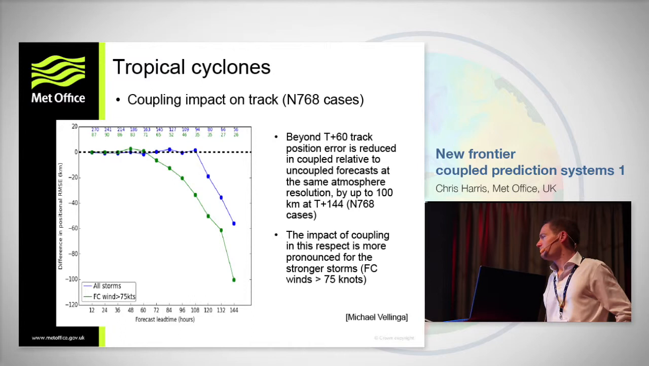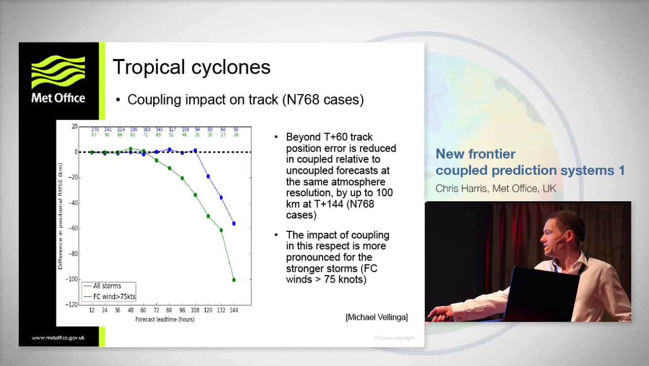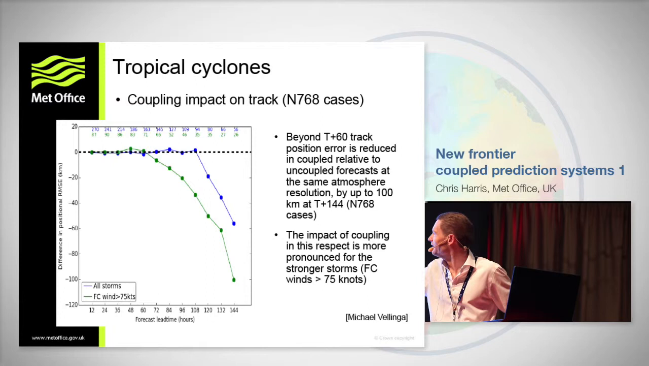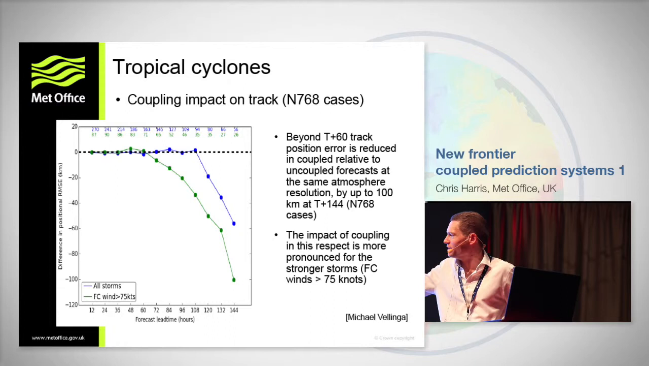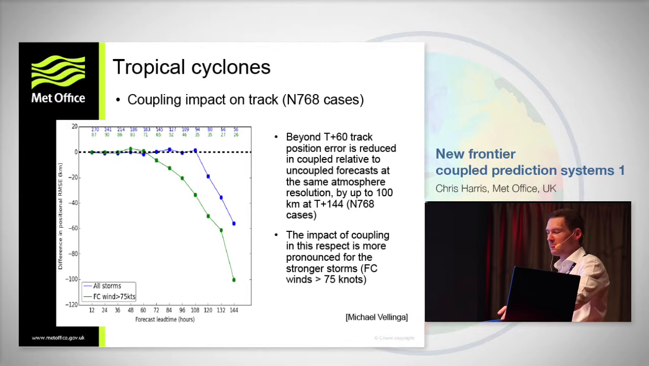And you see, particularly for those strong storms, there's pretty large, significantly different track errors, so up to sort of 100 kilometer difference by the end of the forecast. The number of storms in this sample is relatively small, so I think there's an updated version of this plot which maybe shows a slightly smaller improvement, but still there's certainly a good improvement in track errors coming from coupling in that case.